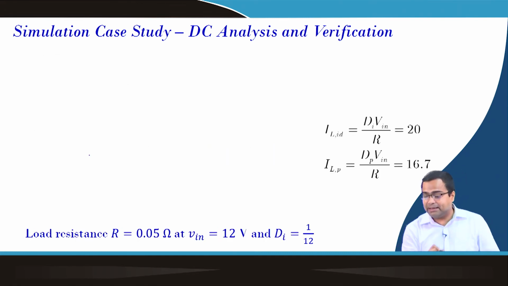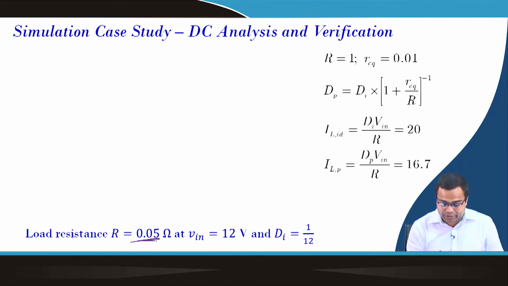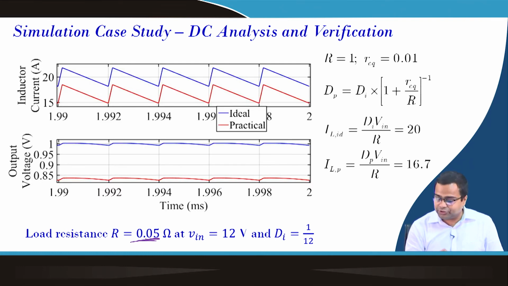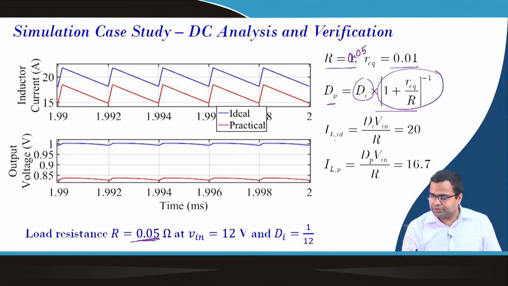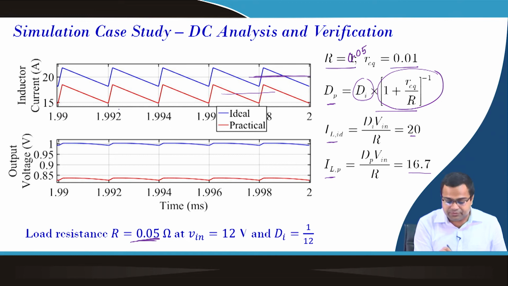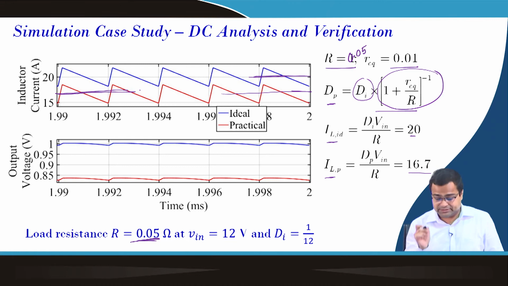Now, can we do the same thing for the load resistance when it is 0.05 ohm? Under this condition, my R should be 0.05 ohm, and R equivalent is this. So, I can find my practical D using this formula, this correction term multiplied by the ideal duty ratio. My ideal inductor current is 20 ampere, which is the average value, same as this. My practical current is 16.7, which is this average value, and it is consistent with our analysis.